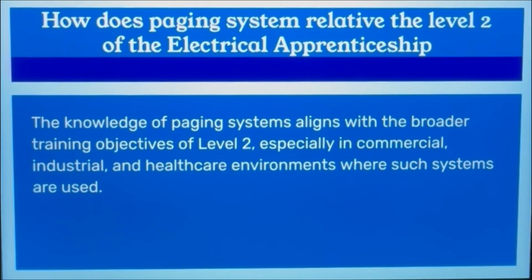How do paging systems relate to Level 2 of the electrical apprenticeship? While paging systems might not be the central part of the curriculum in Level 2 of the electrical apprenticeship program in Canada, the skills and knowledge gained in this stage are relevant to the installation, maintenance, and troubleshooting of paging and other communication systems. The knowledge of paging systems aligns with the broader training objectives of Level 2, especially in commercial, industrial, and healthcare environments where such systems are used.